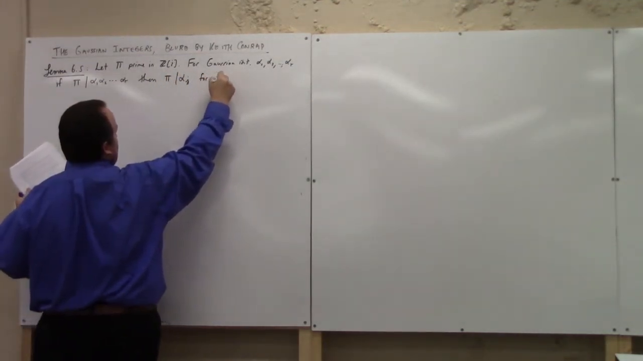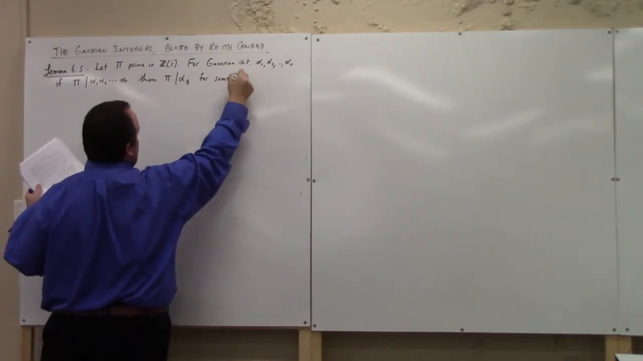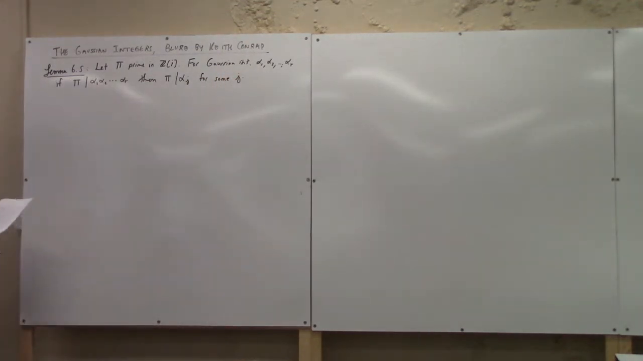Now, notice that doesn't say for just one j. It's possible it could divide more than one, but that's the result. So the proof is on page 13. He does it for two things, and then he says that if you do it for more, it's a straightforward induction.